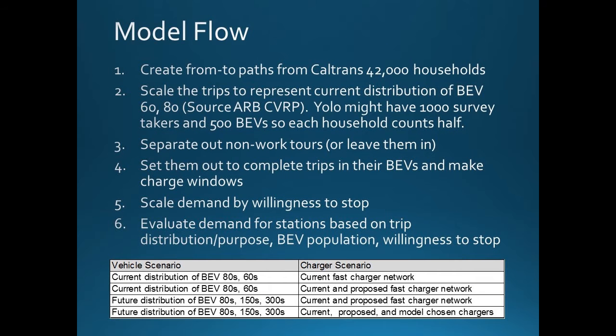I'm not going to go through that just in the interest of time, but these are some of the scenarios we wrote. I described them earlier: we have current distributions and the current fast charger network, and a proposed network. Or we can have a future distribution where we have lots of BEV 150s and 300s under the current chargers, and then what's left for future chargers. And then you can put in different things. So these are different things we ran.